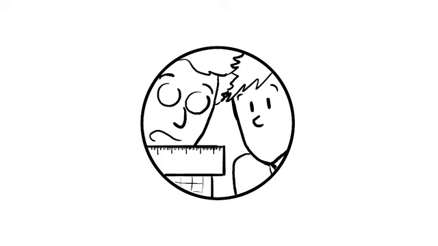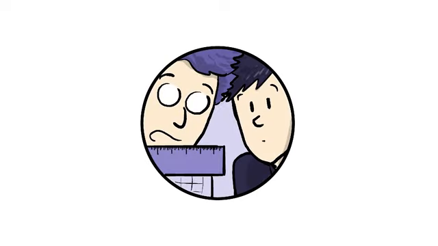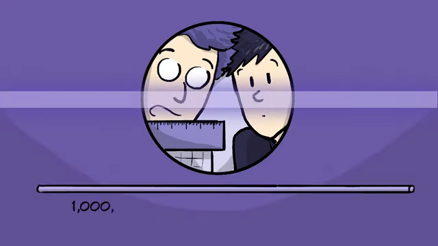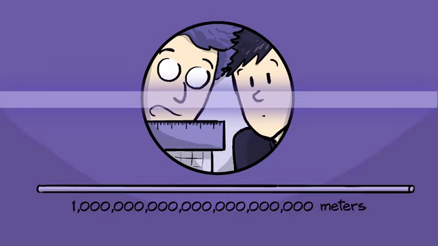And the precision needed is incredible. To detect a gravitational wave, you need to be able to tell when something changes in length by a few parts in 10 to the 23. It's like being able to tell that a stick 1 sextillion meters has shrunk by 5 millimeters.